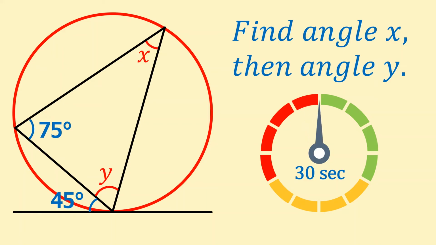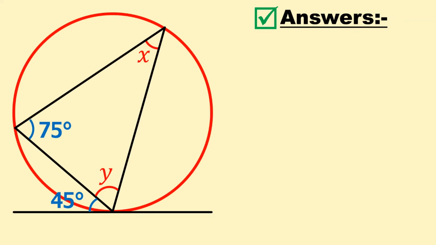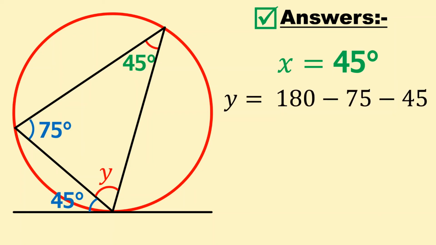Answers. Two angles in one question may seem daunting, but let's tackle them one at a time to find the solution. Angle x is equal to 45 degrees due to the alternate segment theorem. Cool. Now, angle y is just the remaining angle of a triangle, with the other angles in the triangle being 75 degrees and 45 degrees. As angles in a triangle sum to 180 degrees, angle y equals 180 minus 75 minus 45, which is 60 degrees.